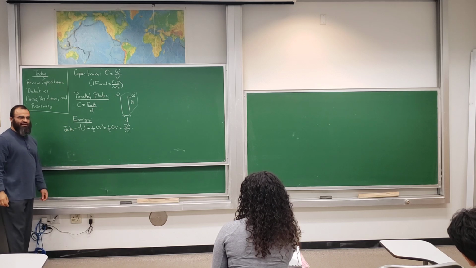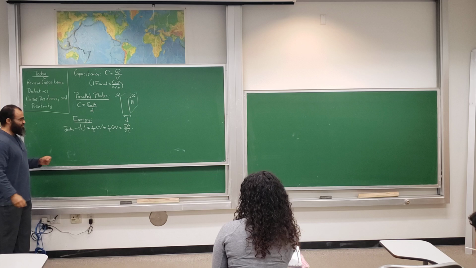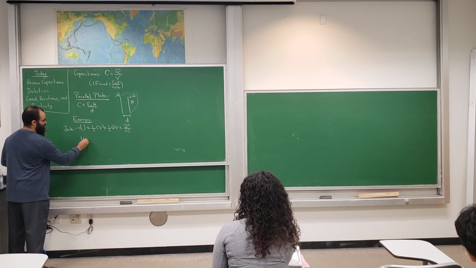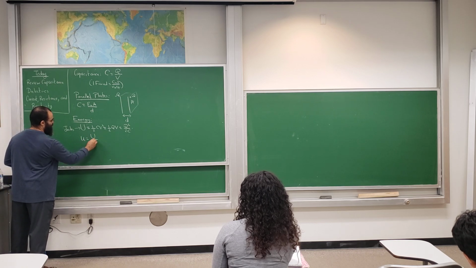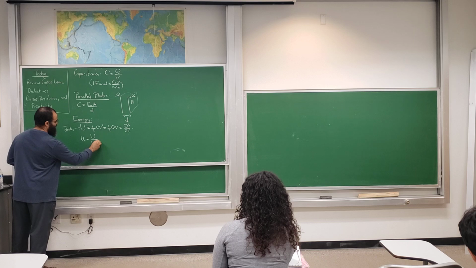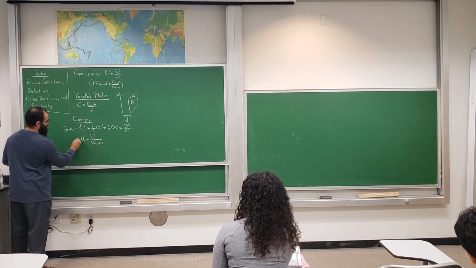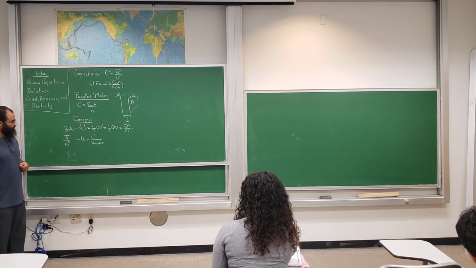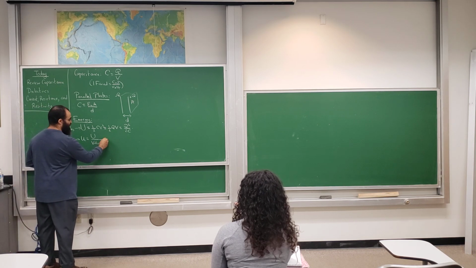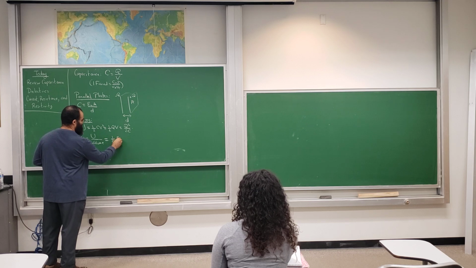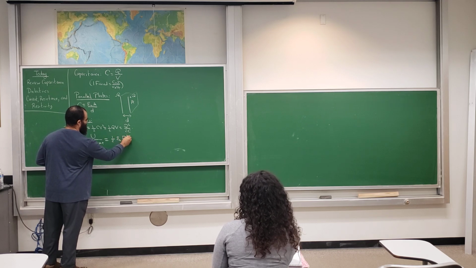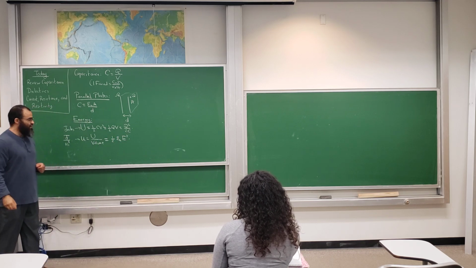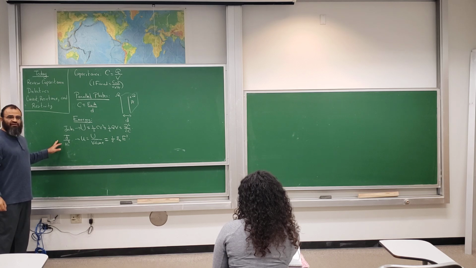Then we discussed energy density. Little u was capital U over volume, right? So this one is joules per cubic meter. It was related to the electric field. It was 1/2 epsilon naught times the electric field squared. So that was the energy density in the field.